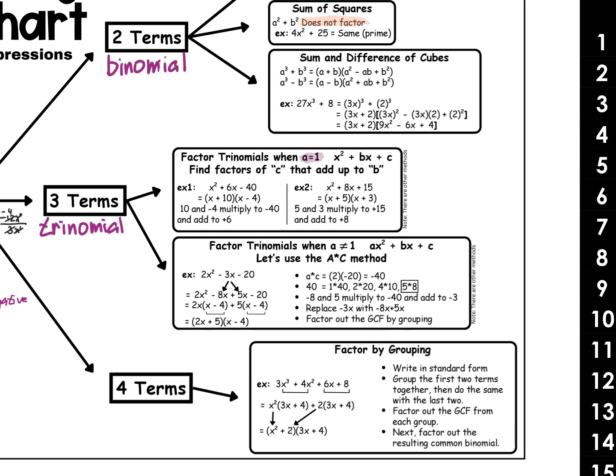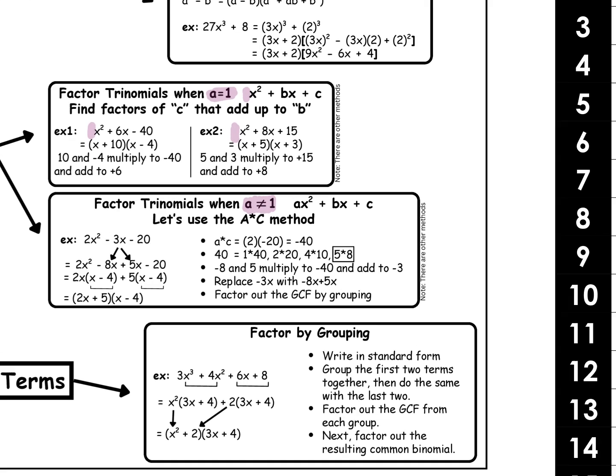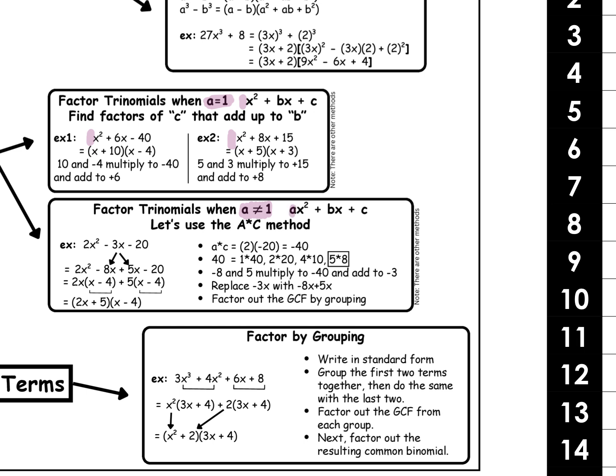So if a equals 1, then there's not going to be anything here. That is 1. So for instance, here, there's nothing there. There's nothing there. So a equals 1 in this situation. When a does not equal 1, then we're going to see a number up front, and that number we call a. So for instance, a here is 2, and so how we factor it is going to be a little bit different based on that information.